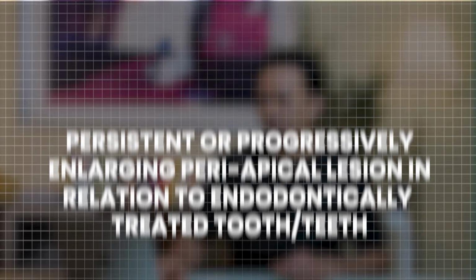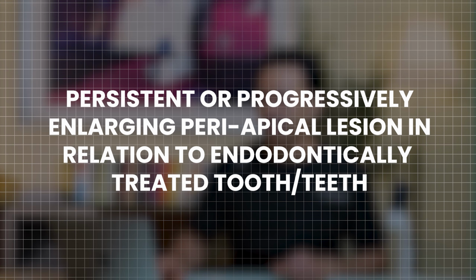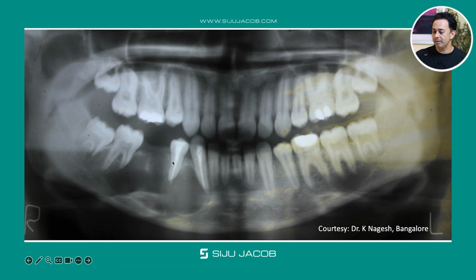Persistent or progressively enlarging periapical lesion in relation to an endodontically treated tooth or teeth. Now here's a case where on the right side, multiple teeth have been endodontically treated. There's a tooth which has been extracted. And in spite of all that, the patient has a large diffuse lesion. Again, it's an indication for a biopsy because this is not something that you see in everyday clinical practice. So that should immediately raise a red flag and one should ask for a biopsy.